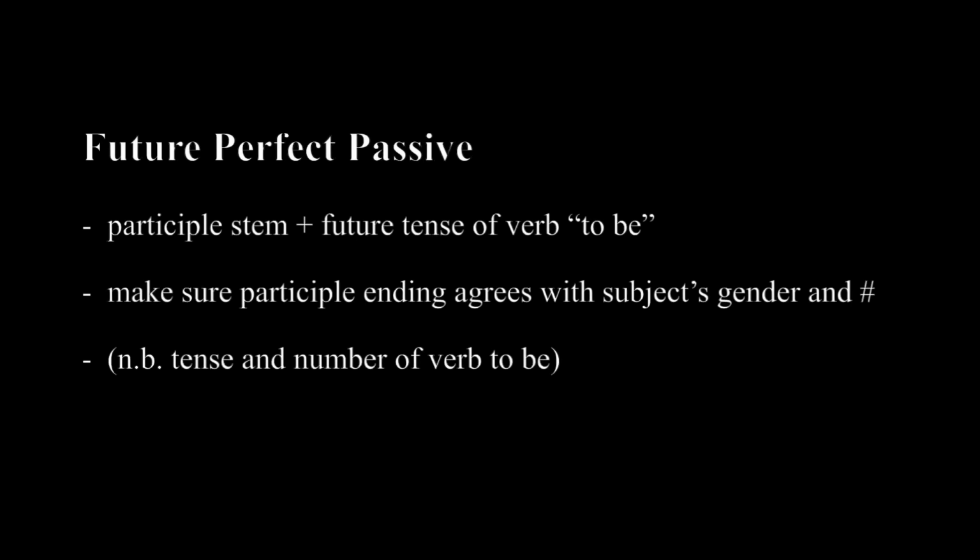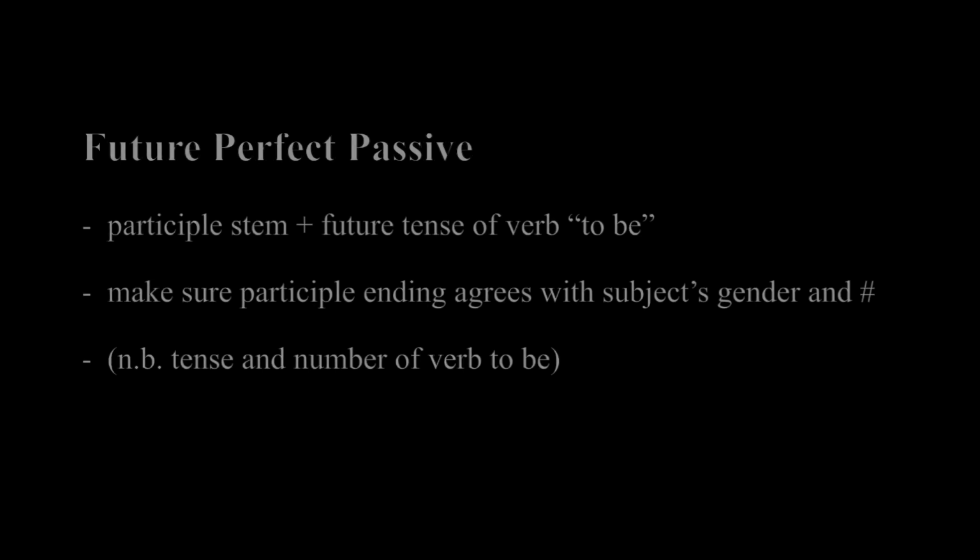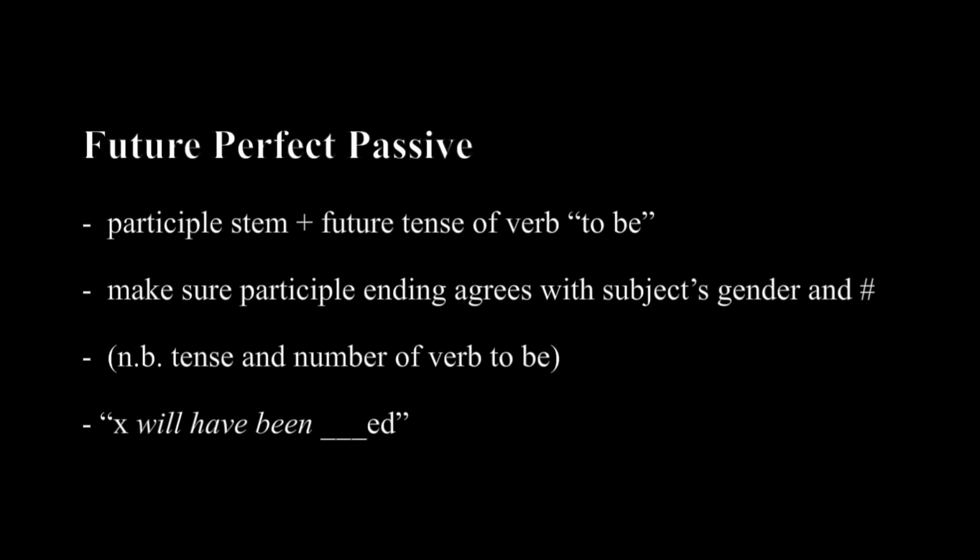After you make sure your participle and subject agree, again, make sure you note the tense and number of your eros, eris, and erits or what have you. Sentences using future perfect passive verbs are translated as X will have been blanked. Hence why commotus erit makes the sentence translate to the student will have been traumatized.